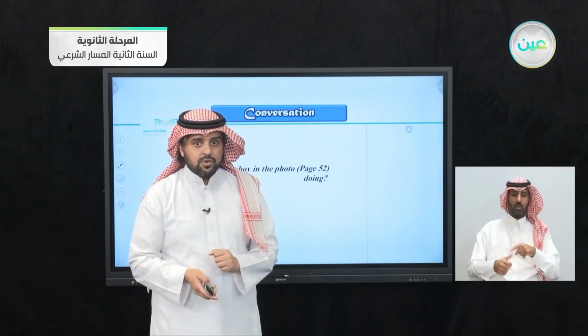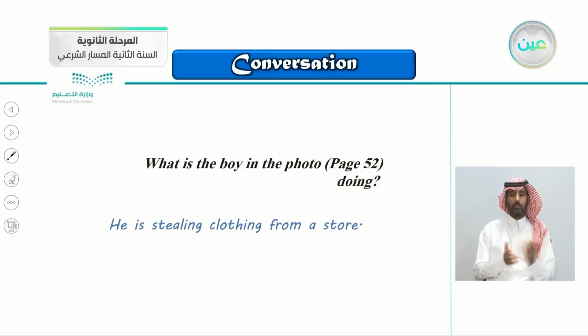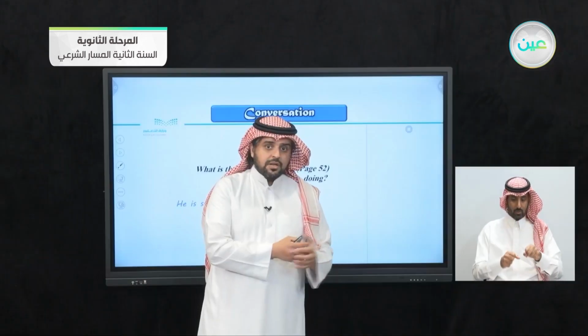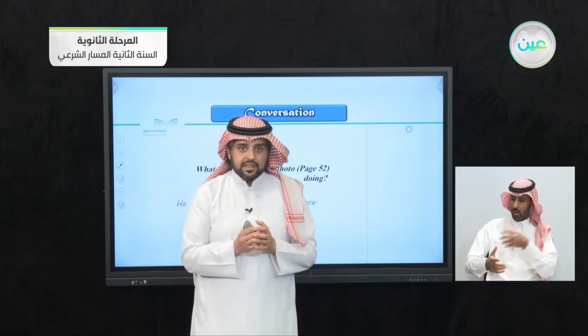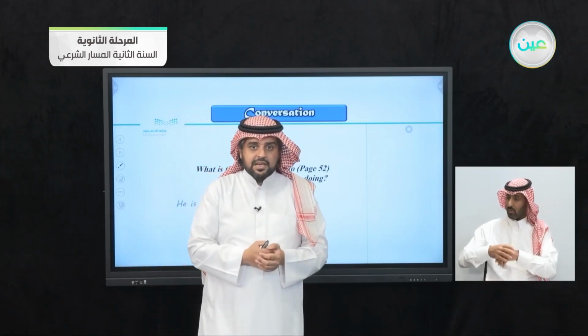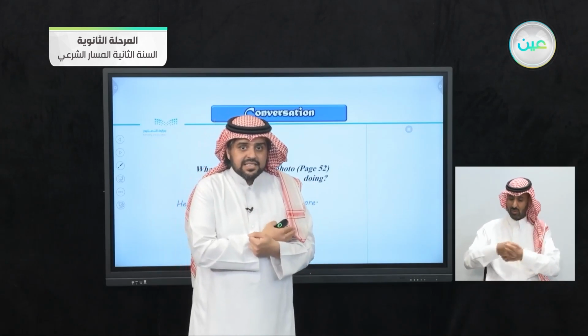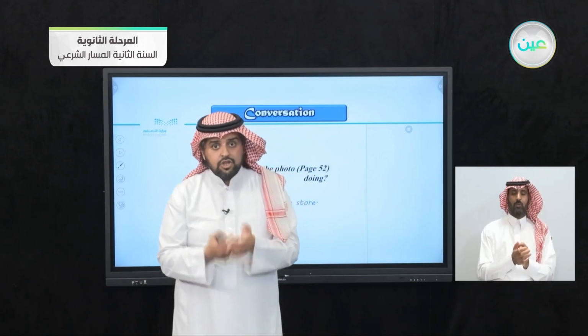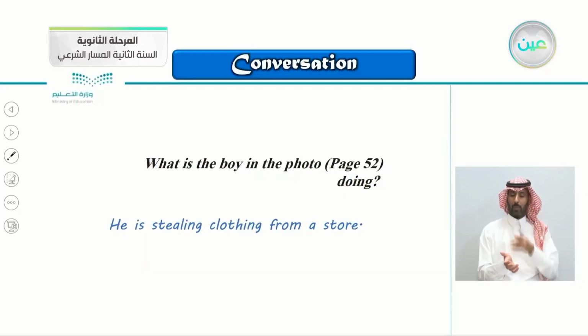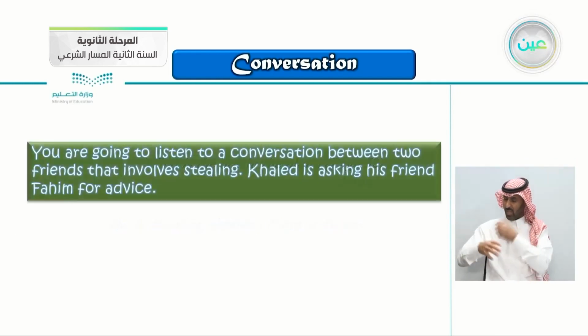So what is he doing? He is stealing clothing from a store. So he went to a clothes store. Instead of buying it, paying money for the clothes, he is stealing them, putting the clothes inside his jacket so no one can see them. And of course, this is wrong. This is unethical. So what is the boy in the photo doing? He is stealing clothing from a store.